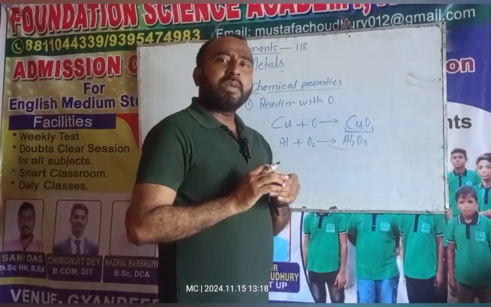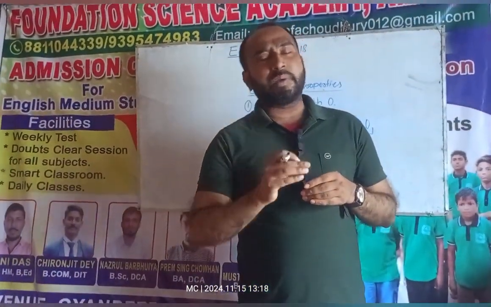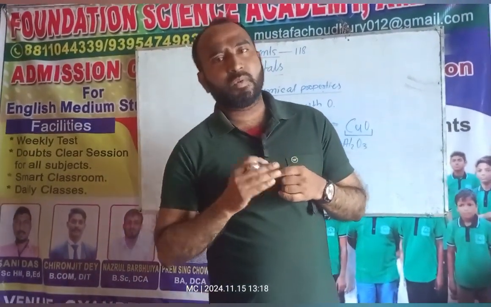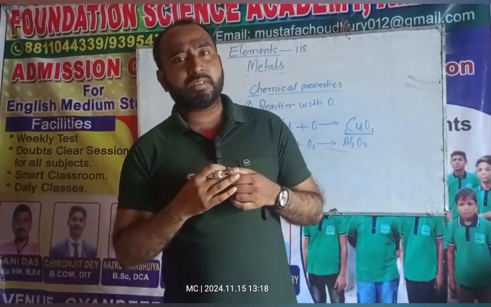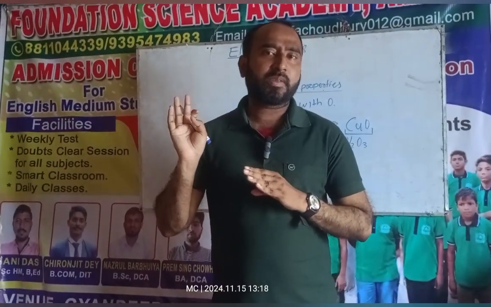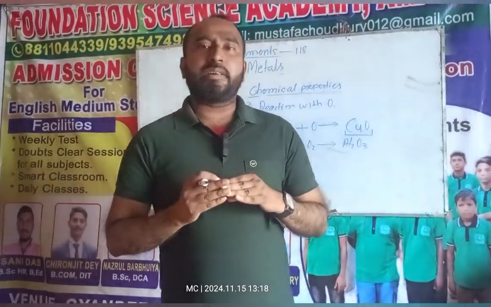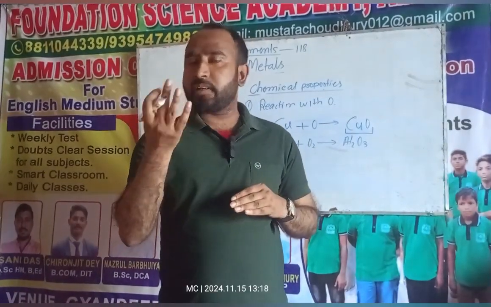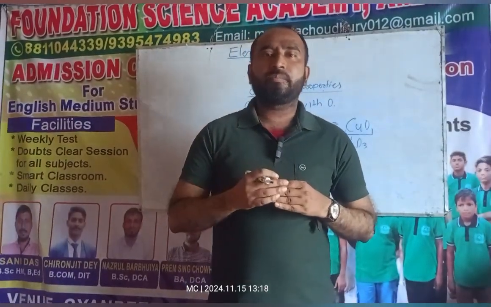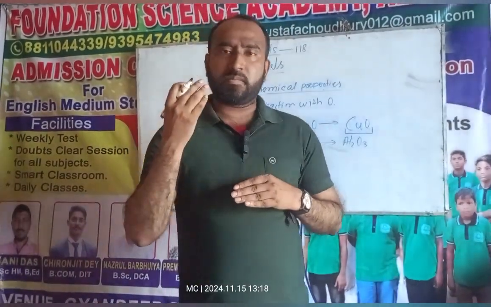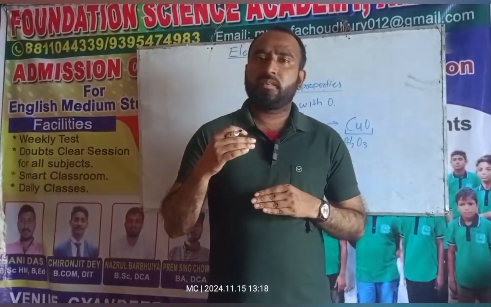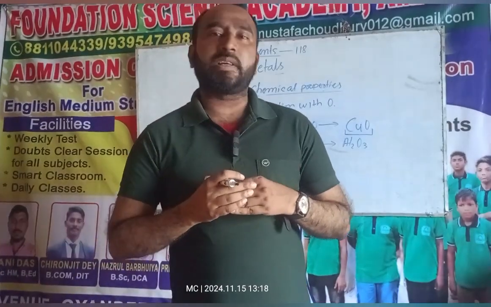So the first chemical property of metals is reaction with oxygen. When metals react with oxygen, they form metal oxides. Example: copper plus oxygen gives copper oxide. Generally metal oxides are basic in nature, but there are a few exceptions. Some metal oxides show both natures, basic as well as acidic. These metal oxides are called amphoteric oxides.